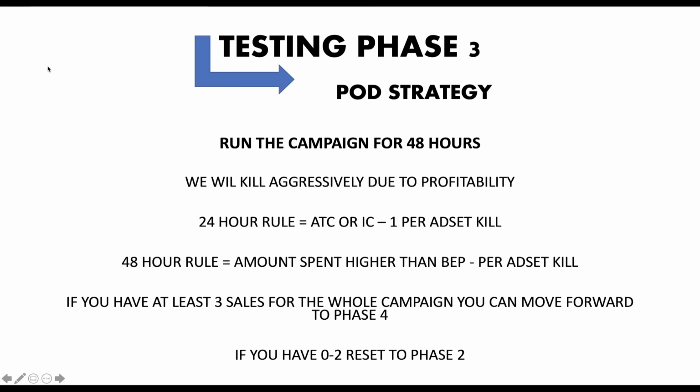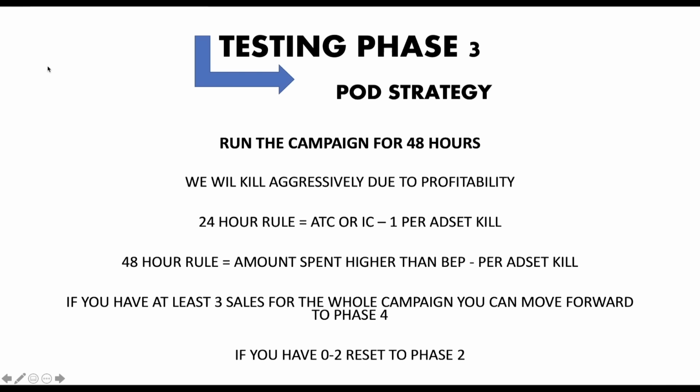So the 48-hour rule is the amount spent higher than the break-even point. Now, if it's higher, then you must kill the ad set. Now, let's say that your break-even point is $15 because let's say your profit margin is $15. That's basically what break-even point means. Now, let's say your amount spent on the ad set is $17. Then that would mean you've gone over your break-even point, so you need to kill your ad set.